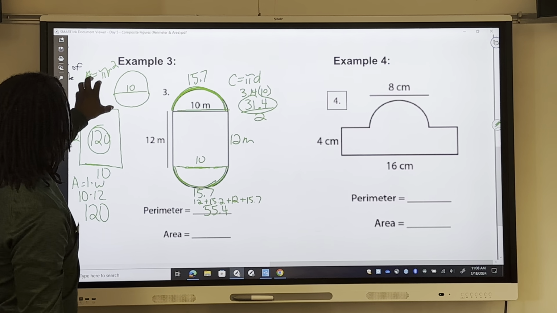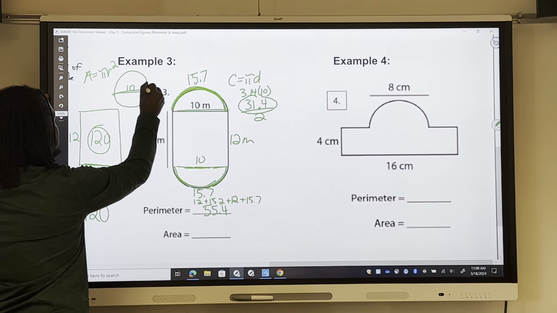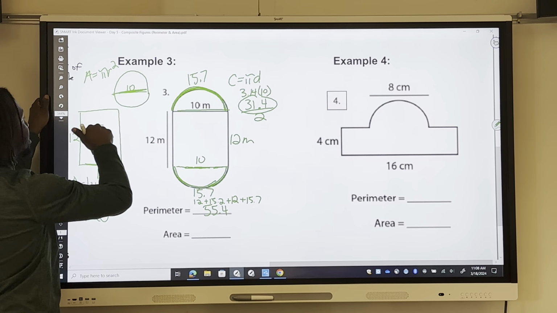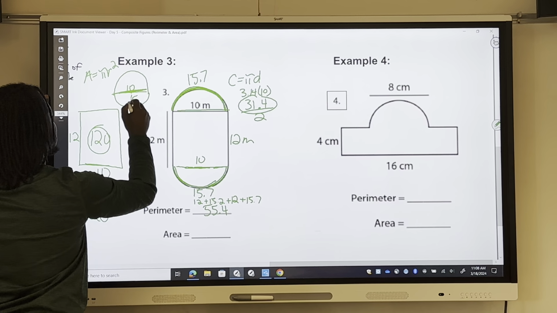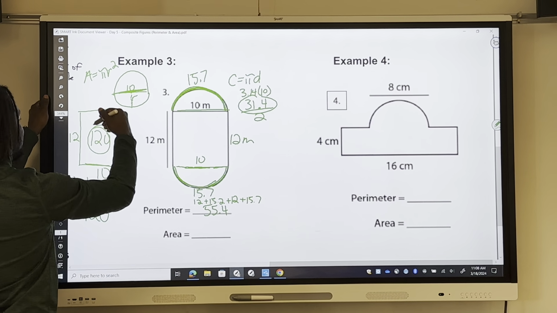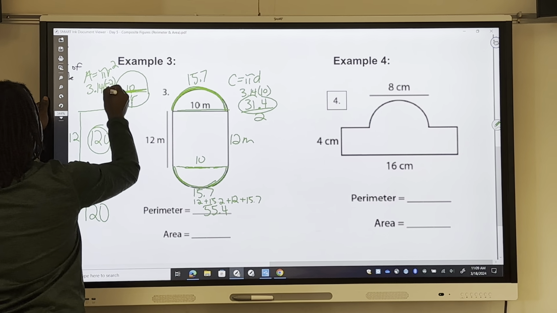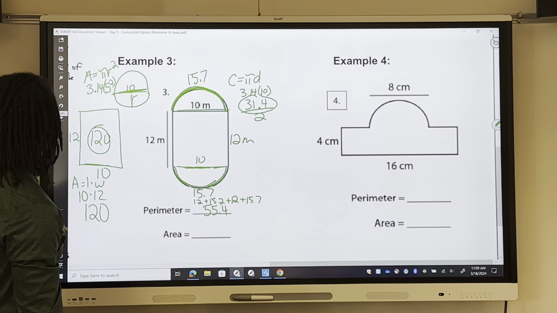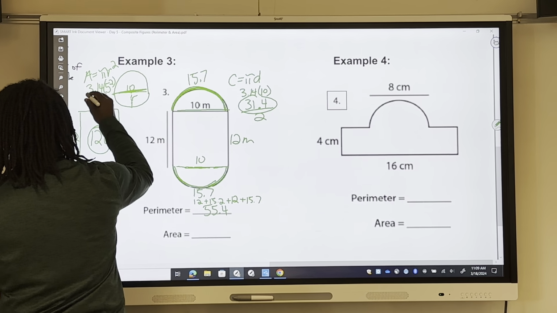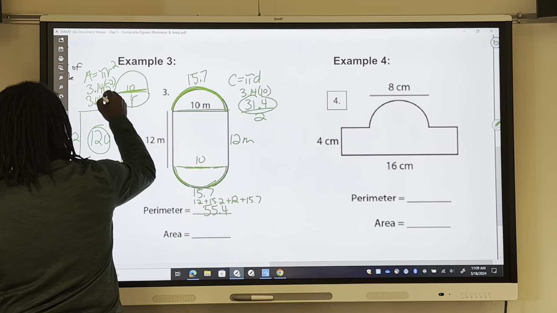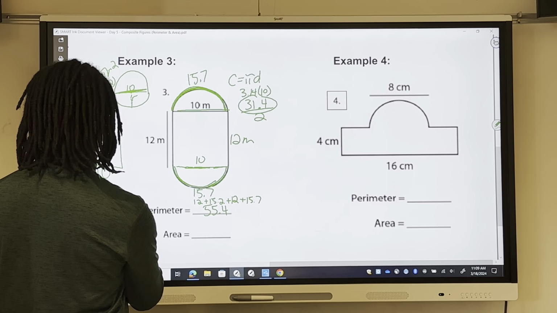Now, the area of the whole circle is pi times r squared. Well, I have the diameter. The diameter is all the way from one side to the other. Well, the radius is just half of that. Okay, so to find the radius, I just got to take half of 10, which is 5. So I'm going to do 3.14 times 5 squared. And then when I do that, I'll get 3.14 times 25.